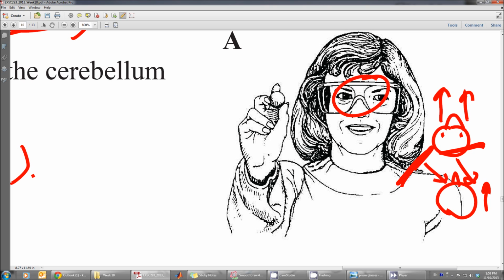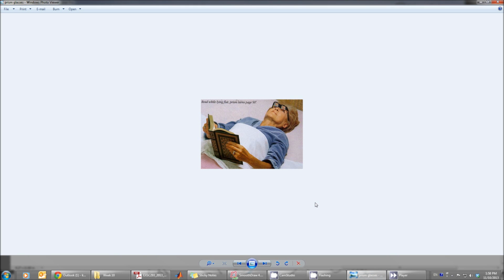If you're not really sure how this works, the best example would be these prism reading glasses. So you can see the woman is wearing these prism glasses, and the light is deflected by 90 degrees, so she is able to read a book while resting on the bed.